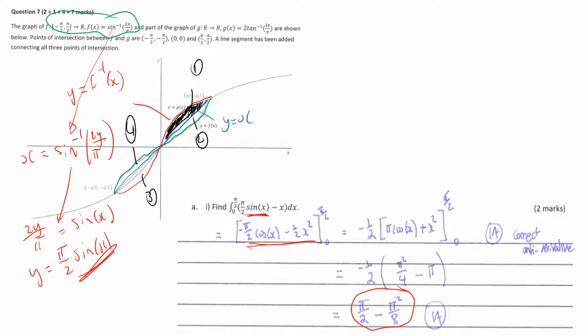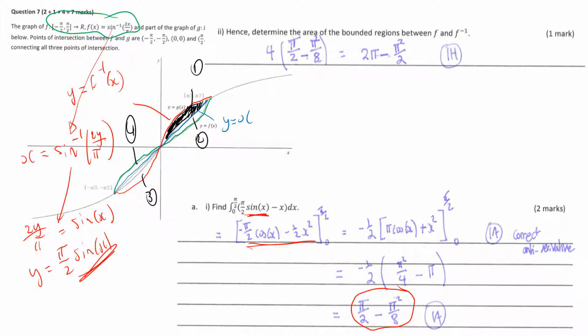And that was the inspiration behind the next part of the question. Hence determine, so there was a big clue, the area bounded between the graph of f and f of x, it's simply 4 lots of your answer to A. So whatever you had for A, if you did 4 times it, you got the correct answer.